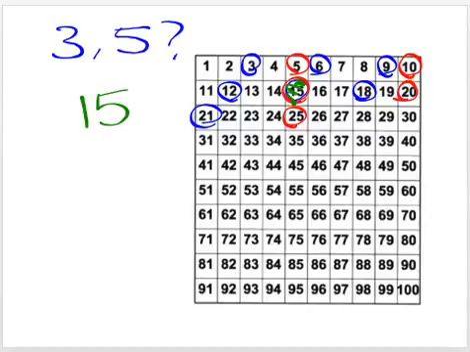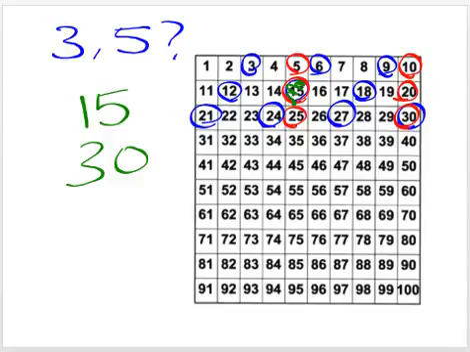So at 21, my next counting by 3s would be 24, then 27, then 30. If I was counting by 5s after 25, the next one would be 30. So 30 would also be a common multiple. And I would keep going on and on and on like this.